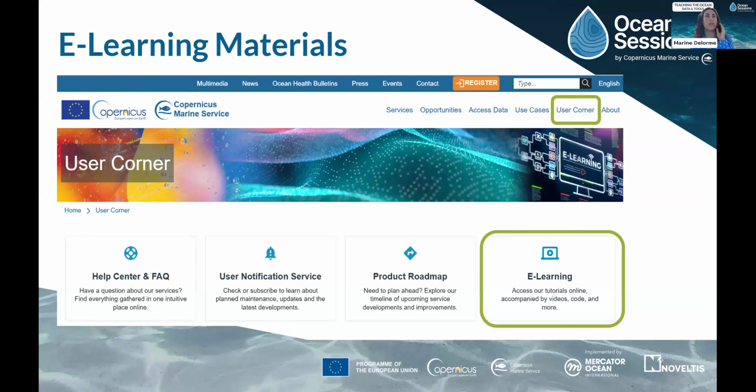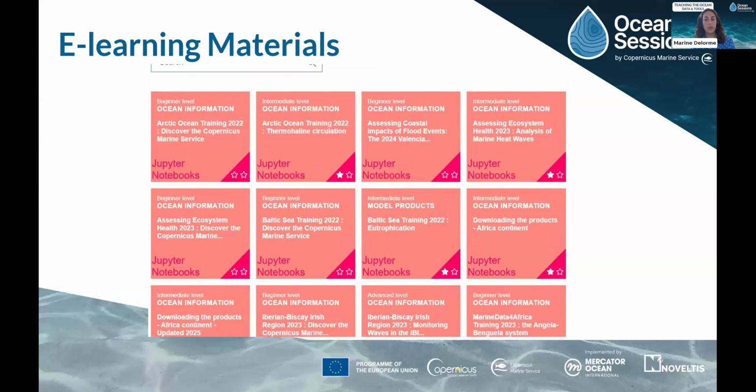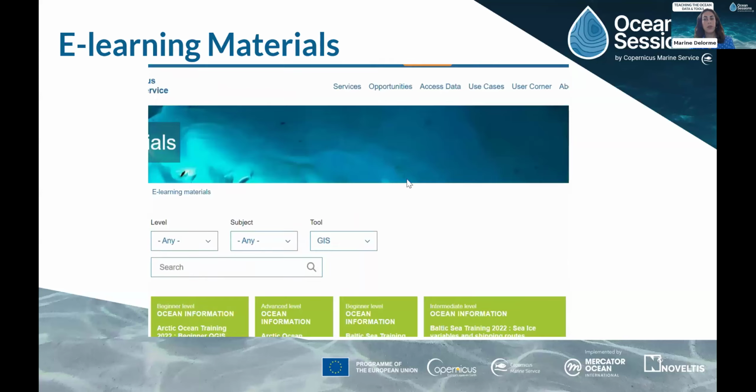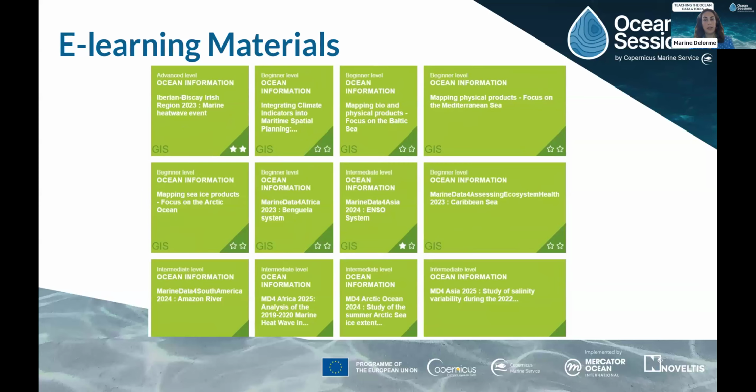Okay, so the final resource that I wanted to tell you about from this section is the e-learning material section of the website, which is designed to help users get started and go further in using marine data. So from the Copernicus Marine website homepage, you need to click on User Corner and then e-learning. This section brings together a range of hands-on tutorials covering different ocean topics and skill levels, from beginners to advanced users. All materials are freely accessible online.